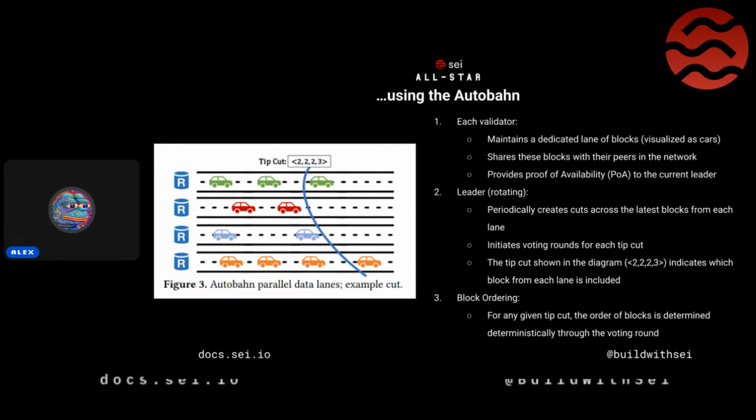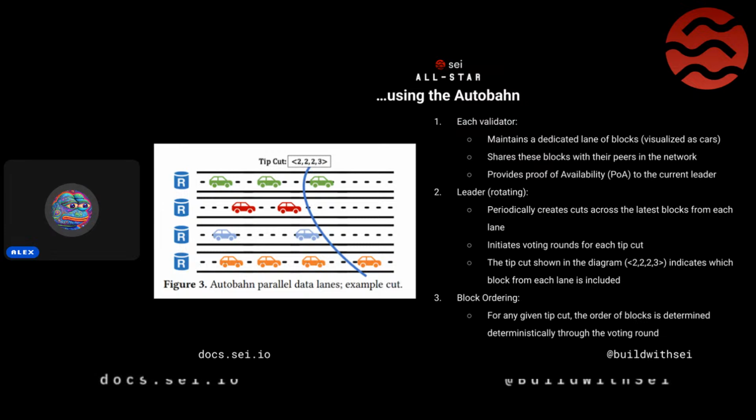And then what you can do is for any given tip cut. At that point, essentially we said, okay, we have all of our cars here, and now the leader picked his tip that he wanted to include. And what he then lastly does is essentially we have our blocks and now we're going to just order them. So the leader will order them. So for any given tip cut, the order of the blocks is determined deterministically through the voting round.